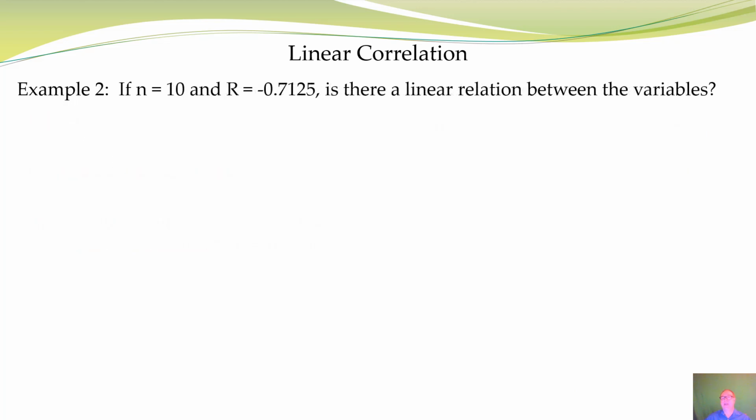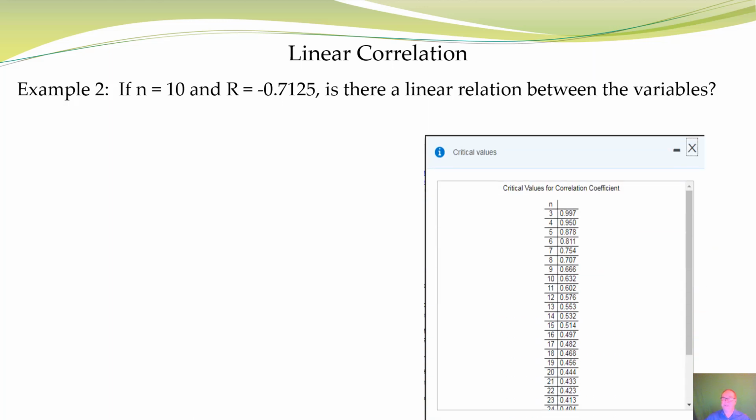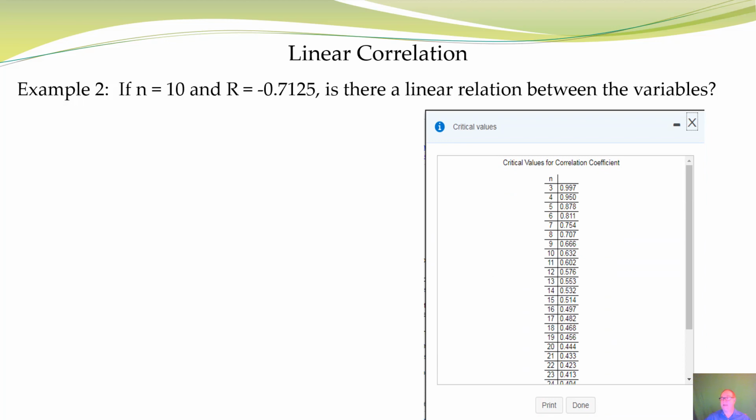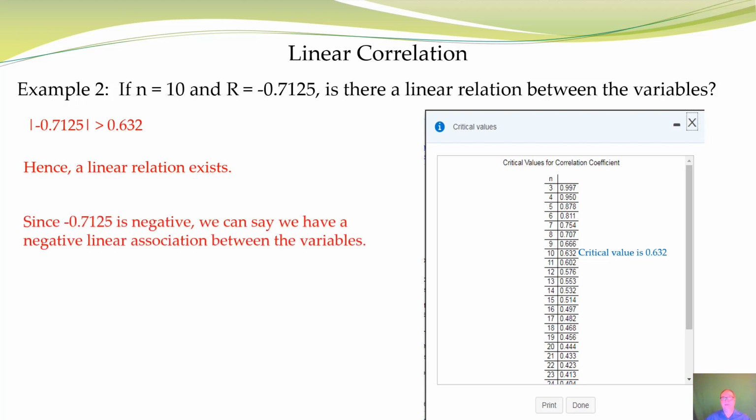Example 2. If n equals 10, r equals negative 0.7125. Is there a linear relation between the variables? Go to your table. This time n is 10, so our critical value is 0.632. If I take the absolute value of negative 0.7125, it is greater than 0.632. Hence, a linear relation exists. Since negative 0.7125 is negative, we can say we have a negative linear association between the variables.